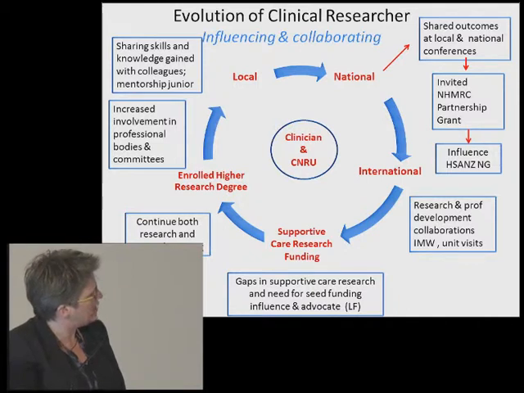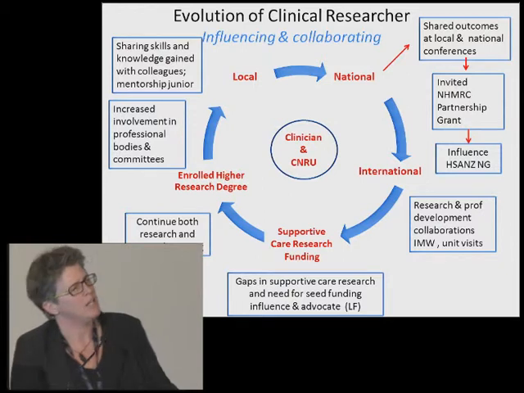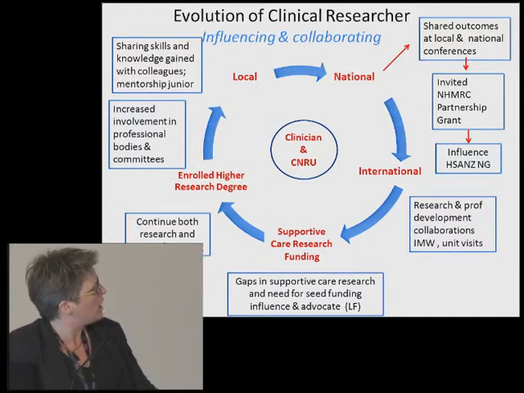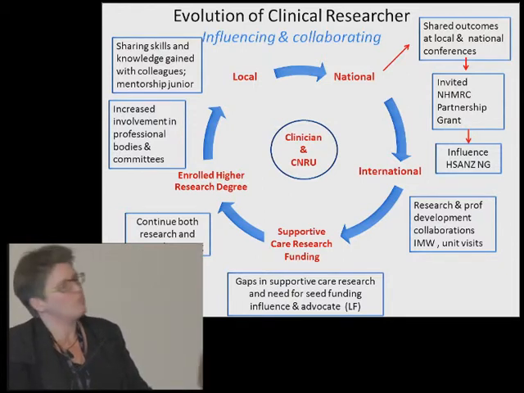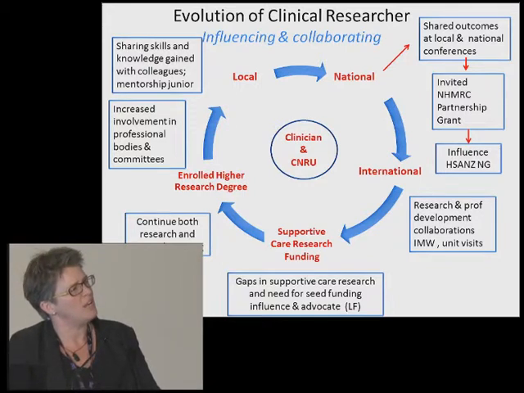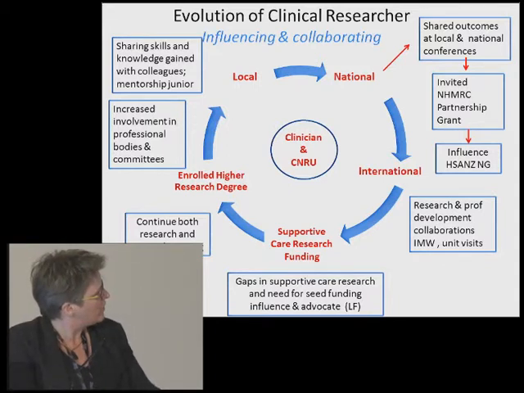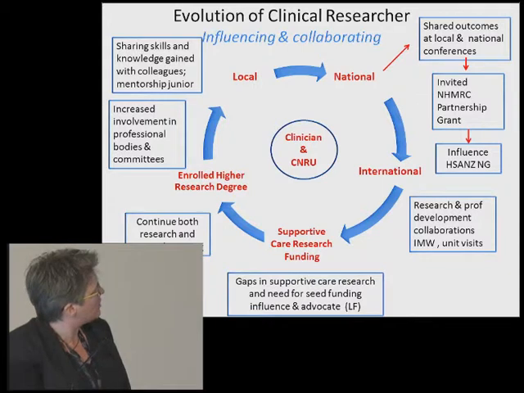Research and professional collaborations are also occurring at an international level, and I am leading the International Myeloma Workshop nursing program with some nurse practitioners in this field internationally. And we've already had some shared visits occurring, and we'll be working on collaborations and research projects going into the future.